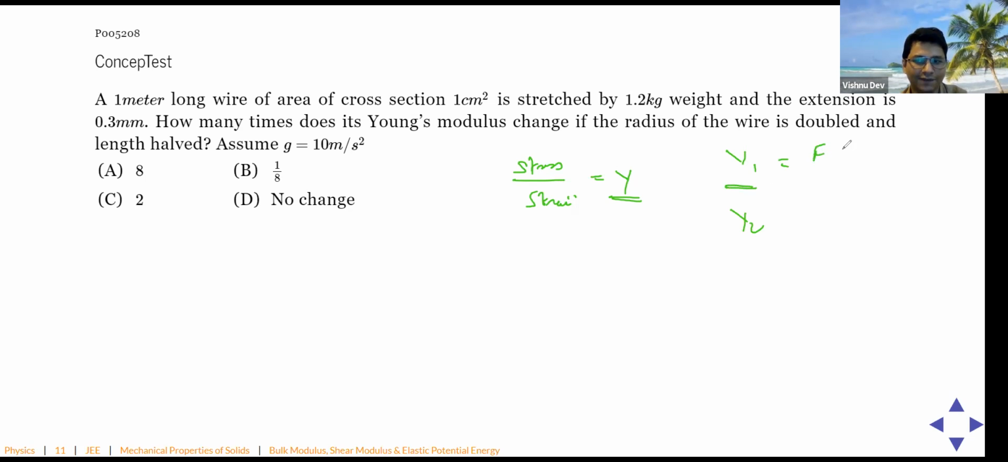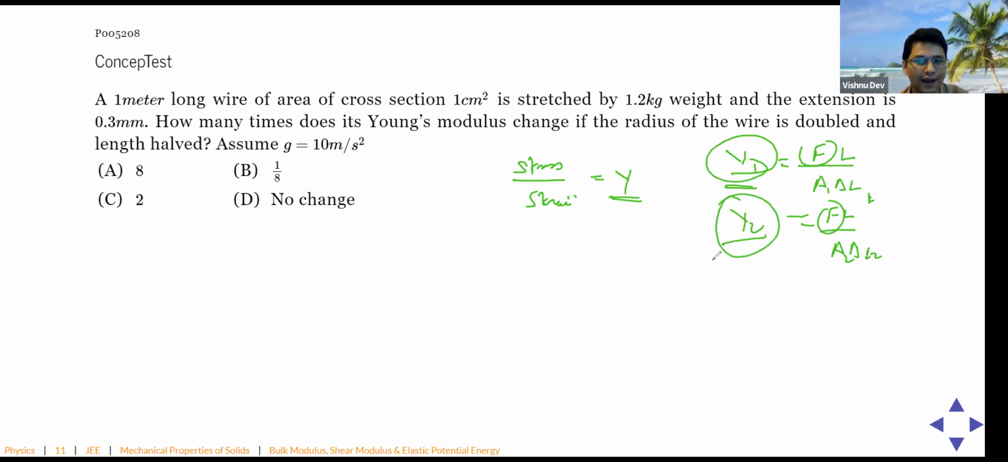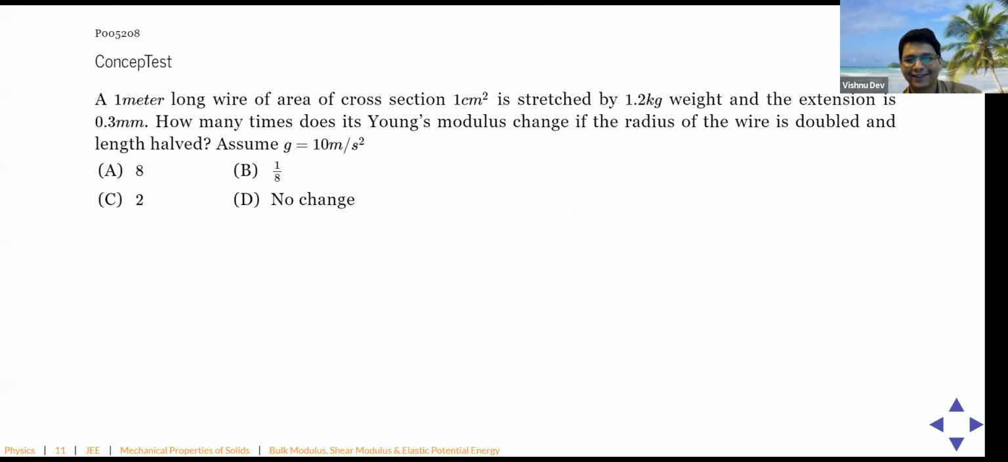F L by A delta L. Y2 will be F L by A2 delta L2, A1 delta L1. This force will also change, no? But this is a constant, right? So this ratio will always be 1, no? Yes or no? But are you feeling silly? Tell me, are you feeling silly? Raise your hands. Except 5 people, everyone got it wrong, right?